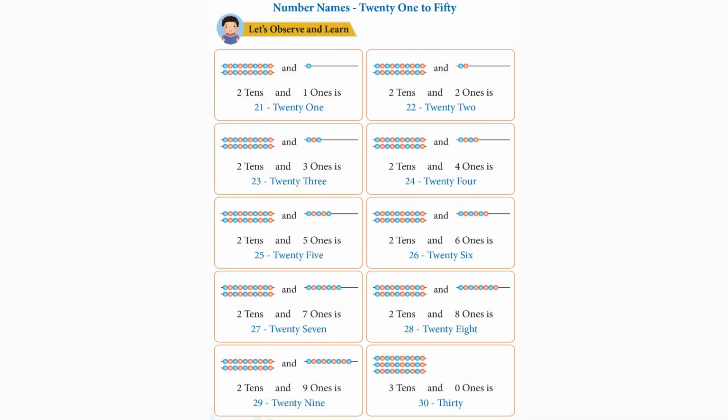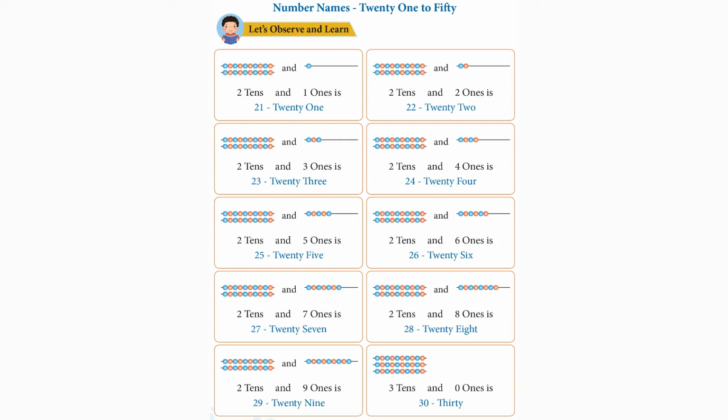Here we have number names. Let's look at the numbers from 21 to 50. Let's do 21 to 30. When you count the beads on that abacus, you can see that there are 20 beads, and then there is 1. So for the number 21, we have 2 tens and 1 one.